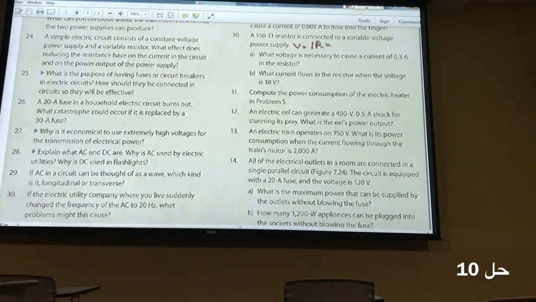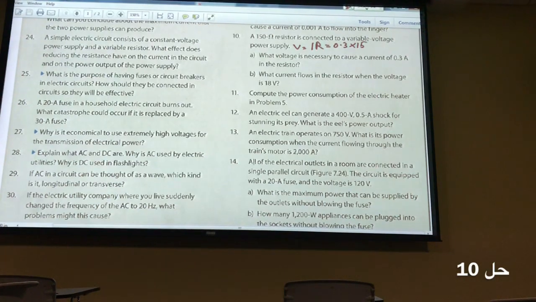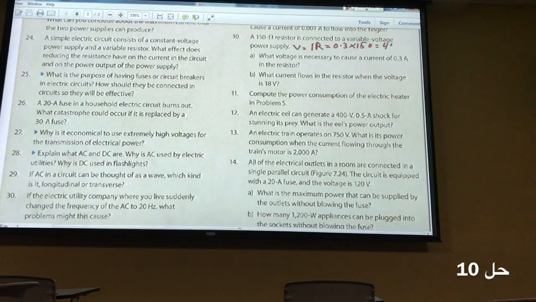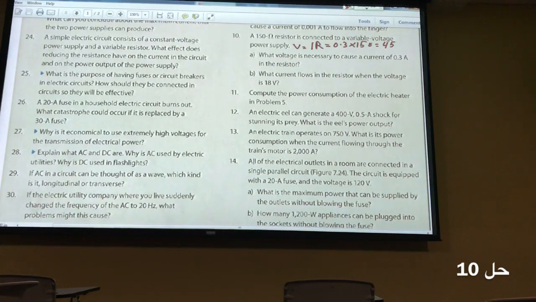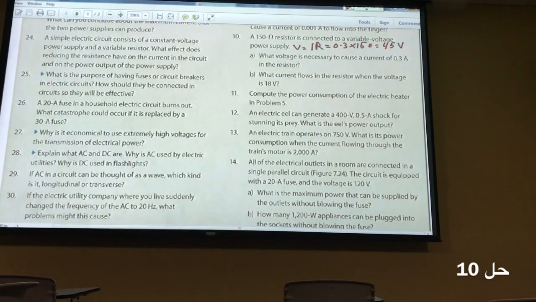What is I? 0.3 multiplied by 150 equals 45. What's the unit? Volt.